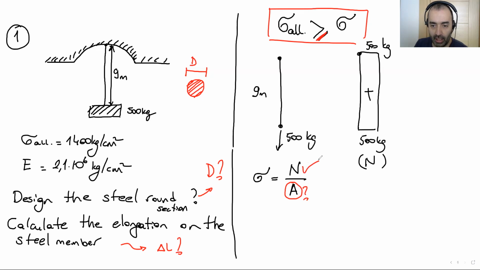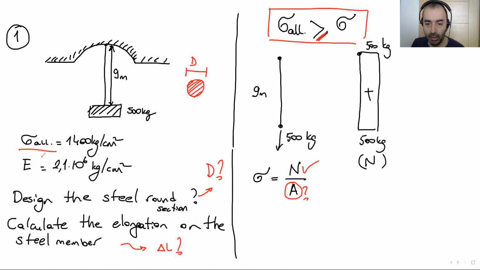N is 500 kilogram. What is the stress? In this type of question, we don't actually know the stress, but we know that our maximum stress can be the allowable stress. Allowable stress is our limit, which depends on the material type, and it's given in the question, as you can see, sigma allowable at the left-hand side here.